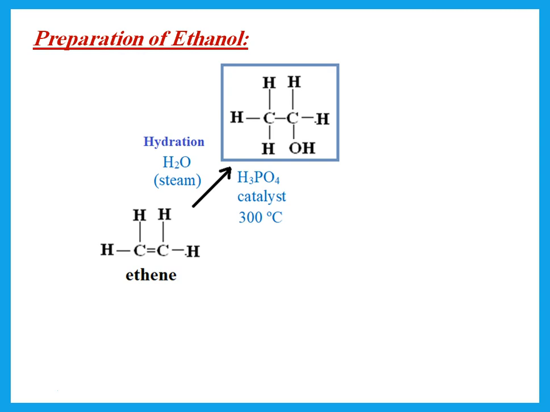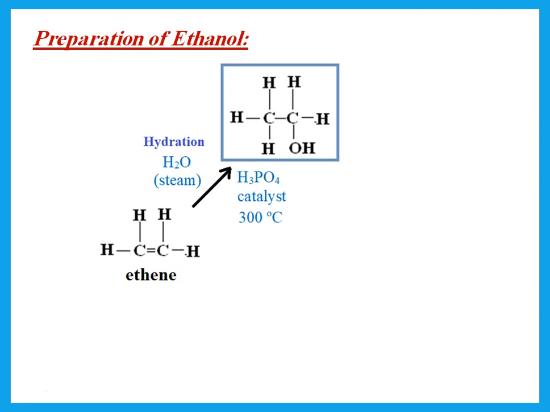Remember we said if I have an alkene and I add water, phosphoric acid catalyst, 300 degrees Celsius, please notice the conditions. This opens up the double bond, puts H on one end, OH on the other carbon. This is called hydration of alkenes. So this method is hydration of alkenes. So this is one method of making ethanol.